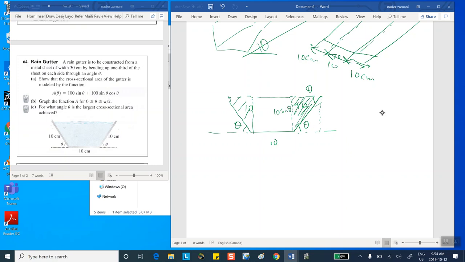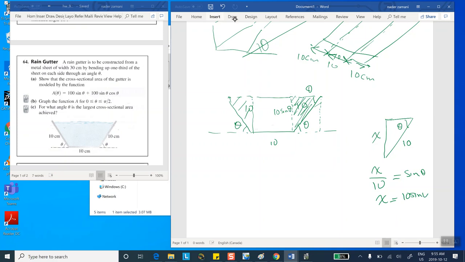Okay, and if you wonder why, let me redraw it here. This was 10, right? This angle is theta. I have no idea what this thing is. I'll call it x, okay? So the ratio of x over 10 is actually sine of theta. So x is equal to 10 sine theta. This is really what I wrote down here, okay?